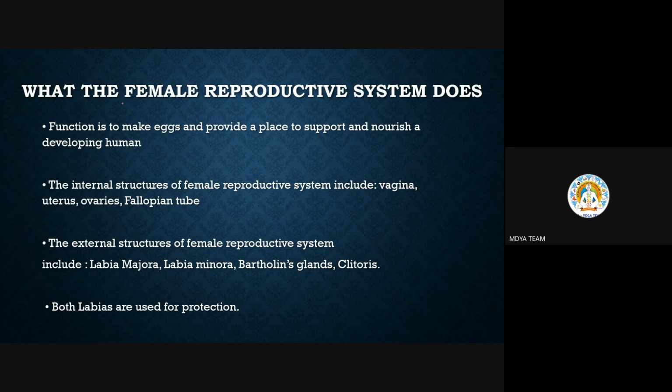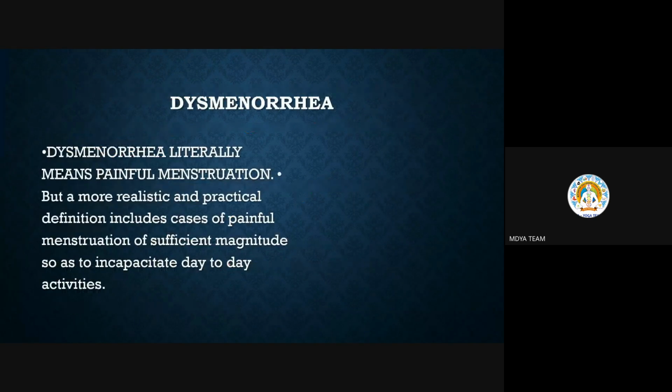For this, first we'll see the reproductive organs, all the parts of the reproductive organs. It is not so required, but still, its function is to make eggs and provide a place to support and nourish the developing embryo. You have studied the anatomy and physiology of the reproductive system. The internal structures of the female reproductive system involve all these organs. The external structures involve these, which are used for protection, and this is not required.